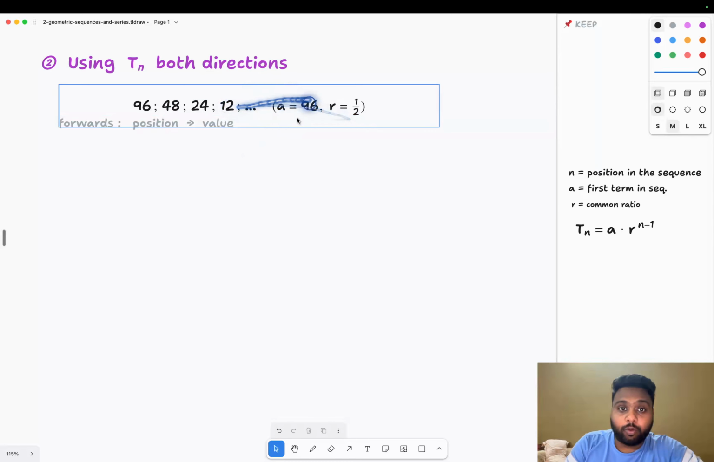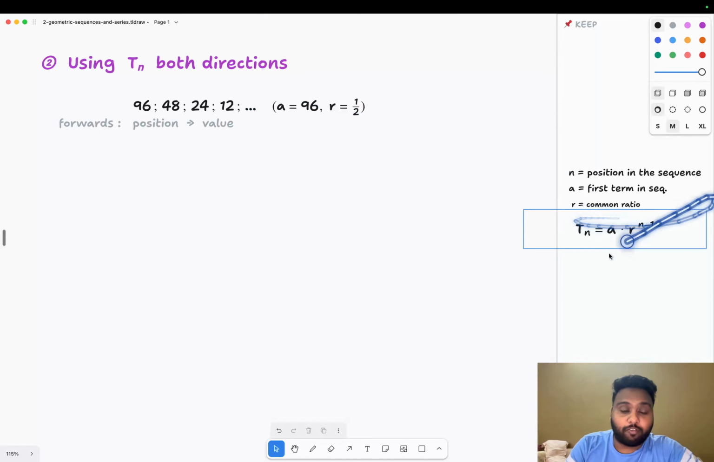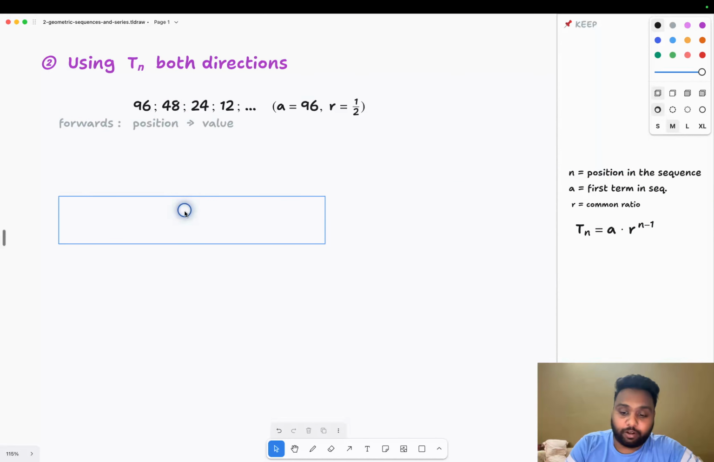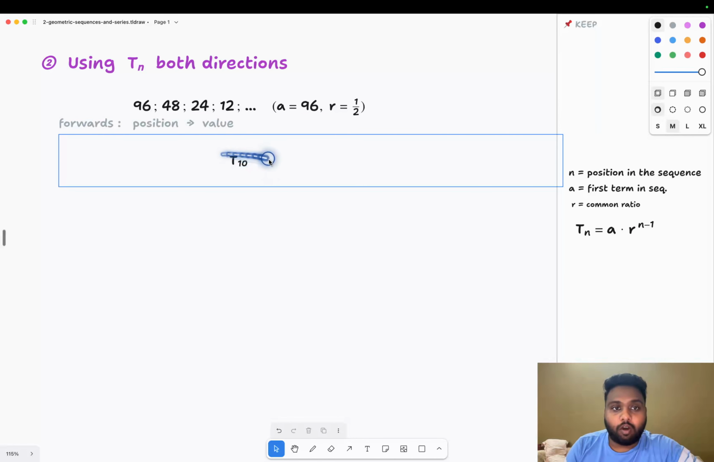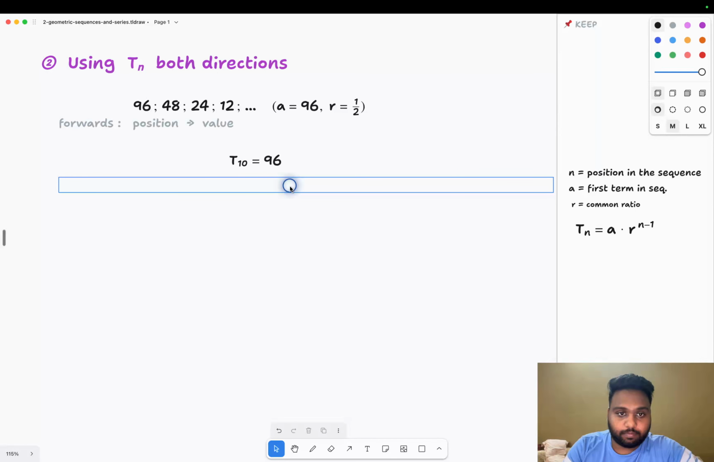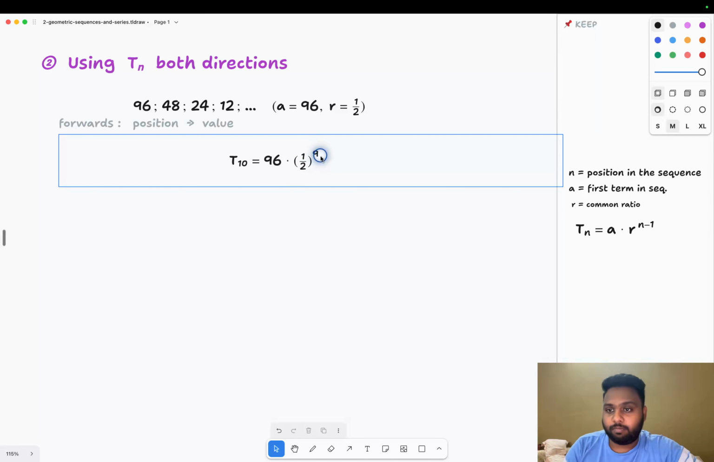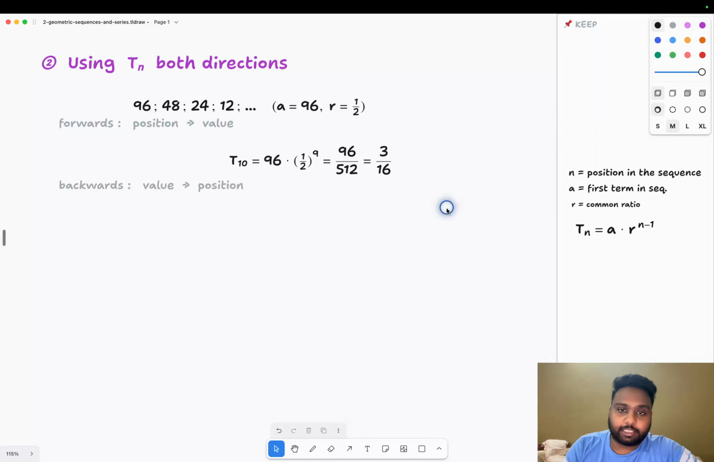So now I want us to derive this general formula and use it to find T of n. Let's say we want to find T of 10. How will we do that? We will take 96 times 1 by 2 to the power of 9, right? n minus 1 is 9, since the position here is 10, and we will just solve this, which will come out to be 96 by 2 to the power 9, which is 512, and then we see T of 10 is going to be 3 by 16.